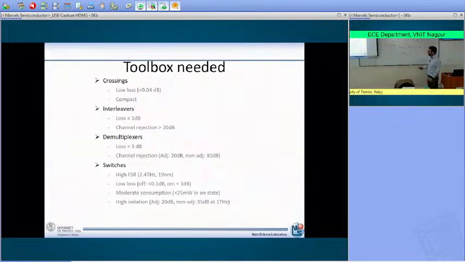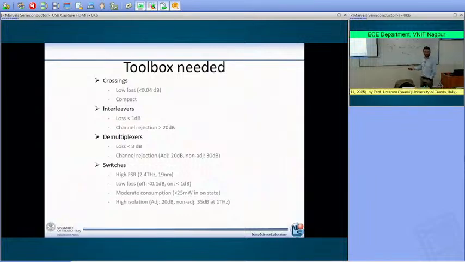And even here, we need to have a very good channel rejection, meaning that the residual power of lambda 12 on the first waveguide should be lower than 30 dBs. Okay? And so those are also parameters that we need to satisfy in our design. And then we have the switch.